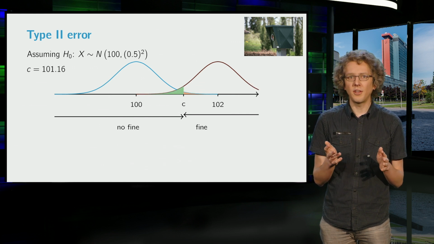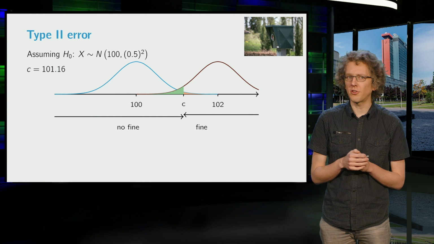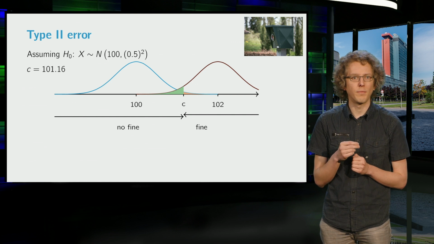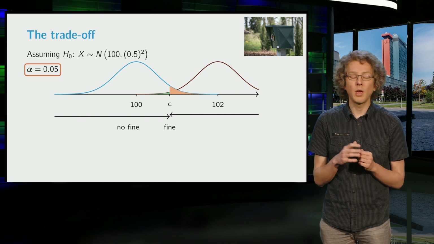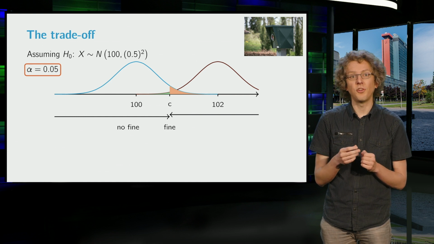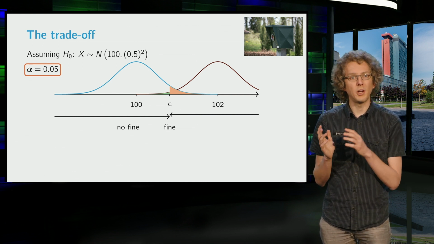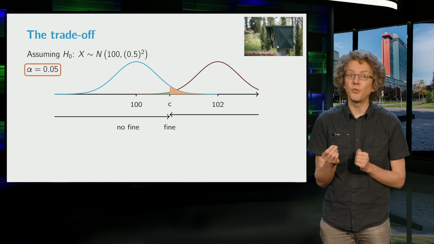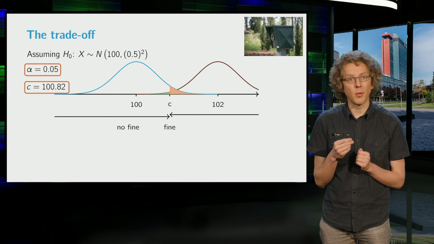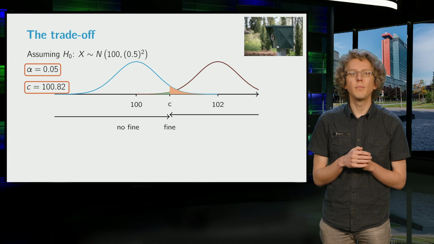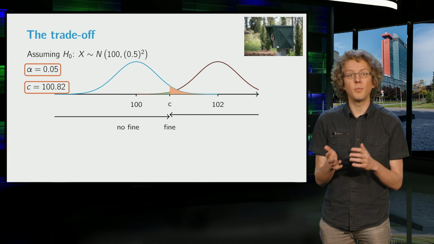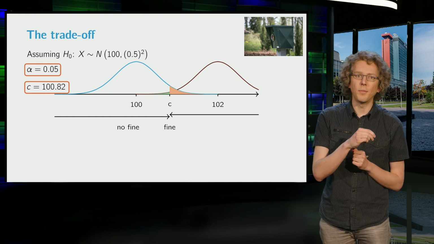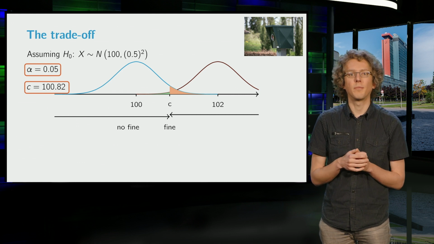Okay, back to the person driving at 102. What if the government says it's not too bad if more people unjustly get fined, and they fix alpha at 0.05 rather than 0.01? What will change? Well, the type 1 error probability, which is the area in orange, goes up from 0.01 to 0.05. As a consequence, the critical value moves to the left, and the type 2 error probability, the area in green, goes down. Well, there is indeed a trade-off between the probabilities of type 1 and type 2 errors. The lower you want one of them to be, the higher the other one will get.